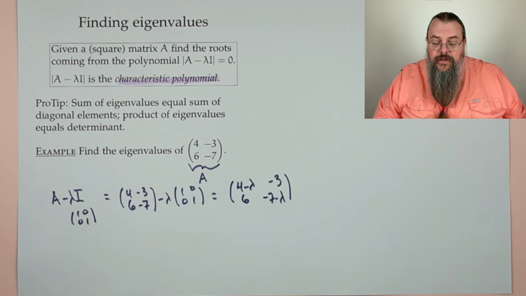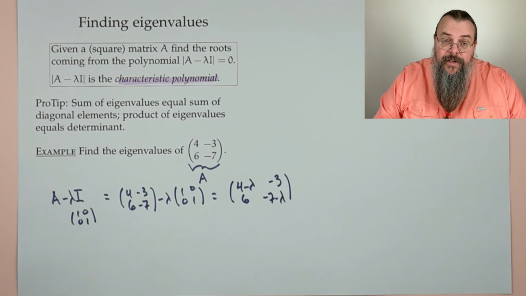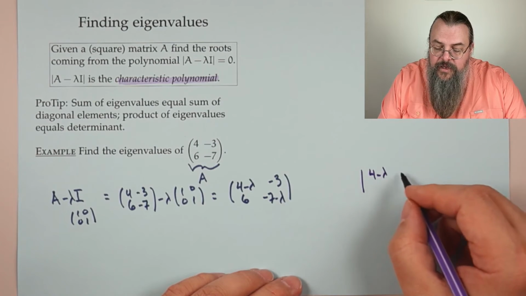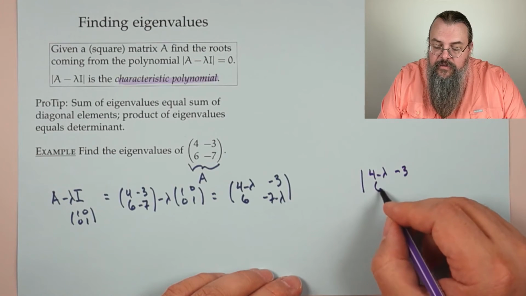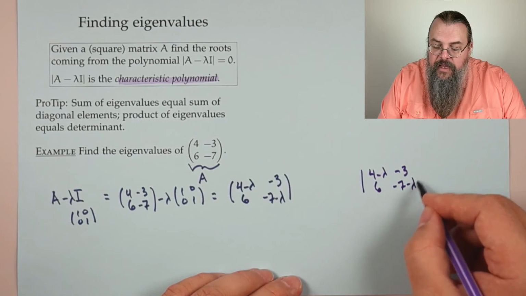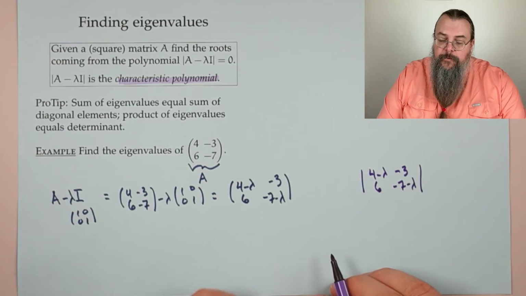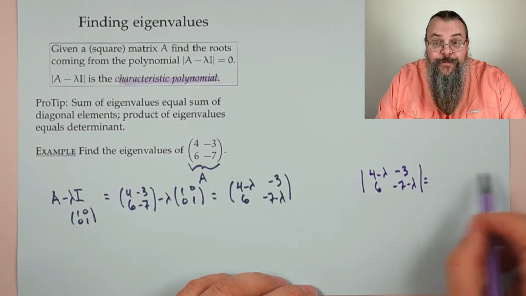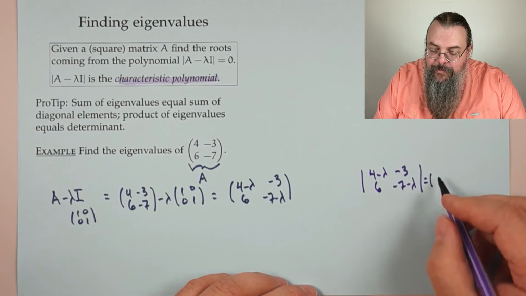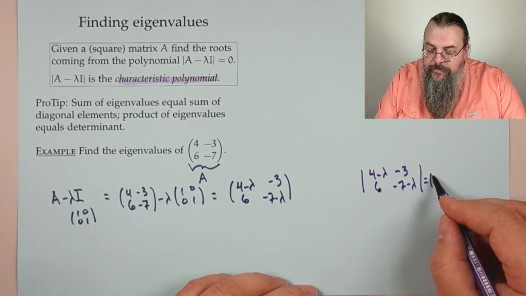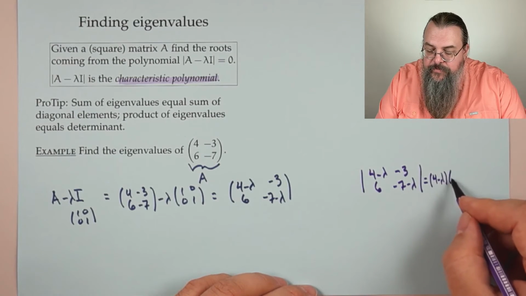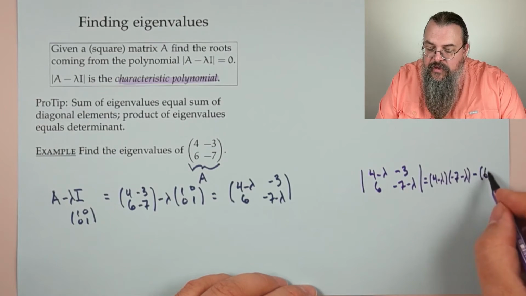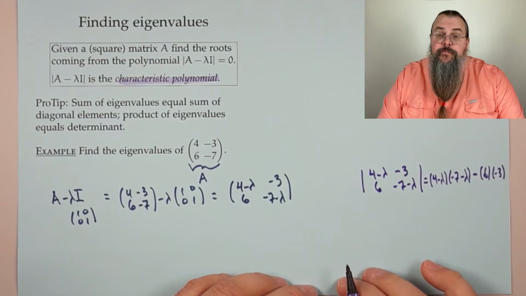So now what comes next? Well, the next thing is to take the determinant. So we're going to take the determinant of 4 minus lambda, negative 3, 6, negative 7 minus lambda. All right, so this will be, and I probably should have given myself more space. I'm already regretting it, but that's all right. Down the diagonal, 4 minus lambda times negative 7 minus lambda, subtract 6 times negative 3.